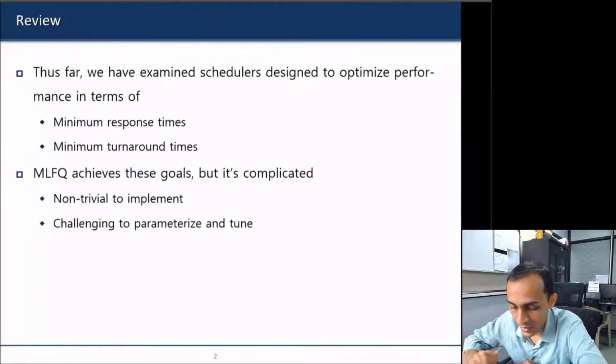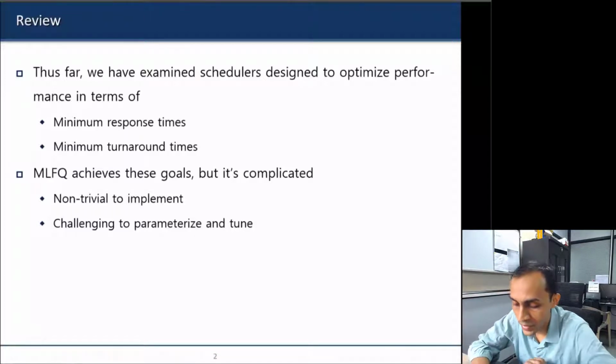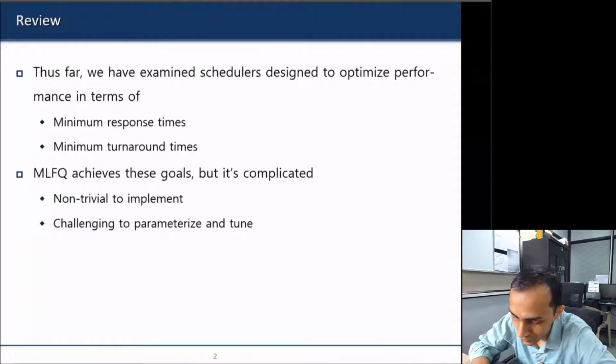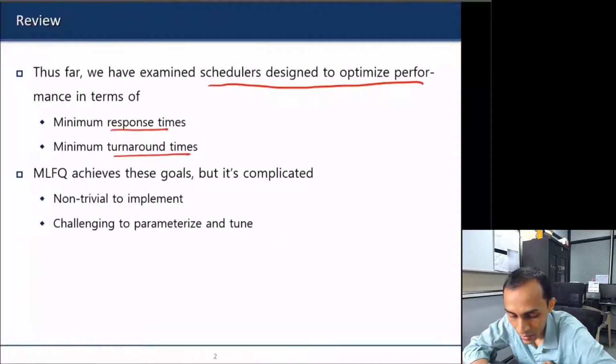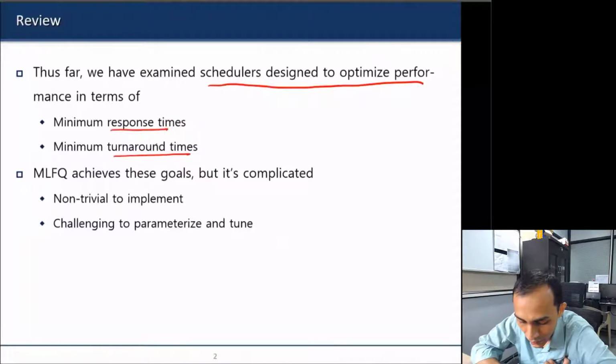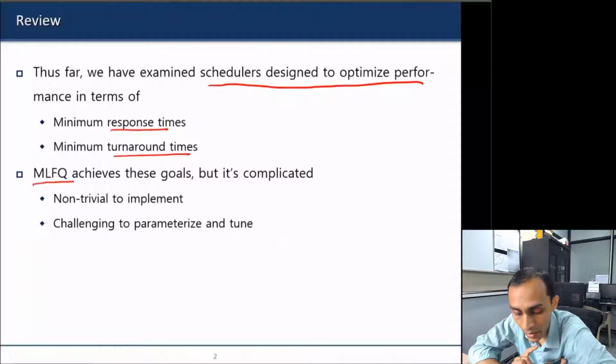So far we have seen schedulers which were designed to optimize performance in terms of response time and turnaround time. So the basic scheduling strategies were focusing on this, and the best algorithm we saw in the last class was the multi-level feedback queue, which achieves both these goals in a more intelligent way.